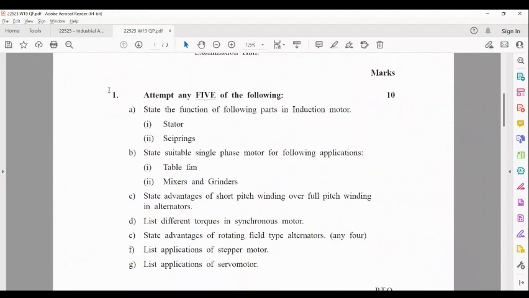Okay, winter 19. So the question paper profile is: question number 1 is of 10 marks. From 7 questions, you have to solve 5 questions. By solving 5 questions, each carrying 2 marks, you will get 10 marks. So you have to concentrate on these 10 marks.